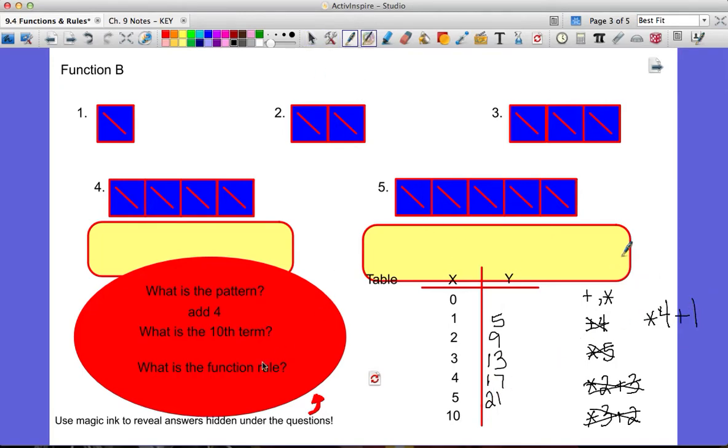So we have found a function rule that is y, our output, is equal to 4 times our input plus 1. Now I can use this to find my 10th figure. How many red lines will my 10th figure have? So I put in y equals 4 times 10 plus 1. This gives me 40 plus 1. My 10th figure should give me 41 red lines.